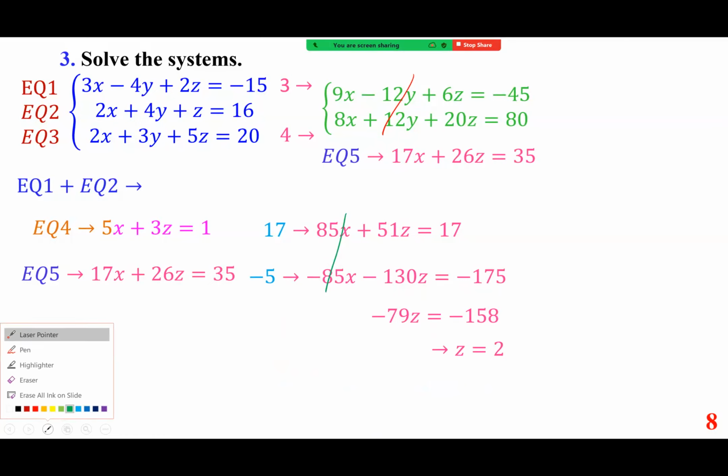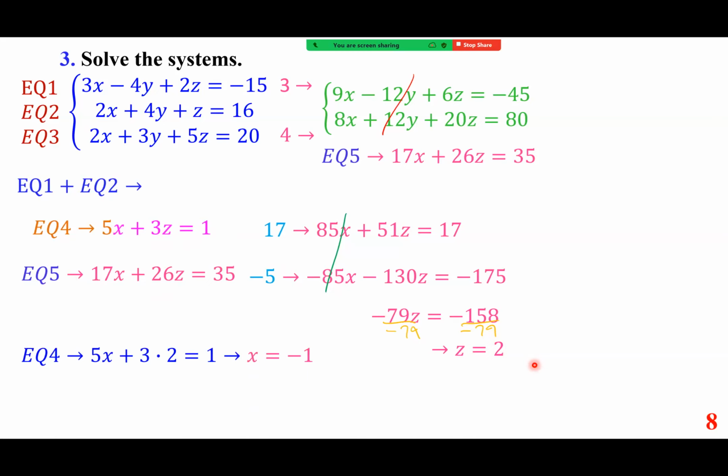In other words, now you can go to either equation 4 or 5 to find x. For example, equation 4, 5x plus 3 times 2 equals 1. That means 5x and 6 is 1. 6 goes to the other side, becomes negative. So this 6 goes to the other side, becomes negative. Add up to negative 5, you divide by 5, and x becomes negative 1.